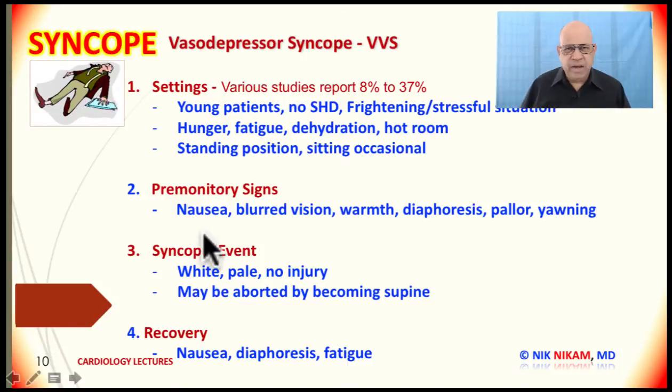And when they actually faint, they appear pale and their pulses may be feeble or absent. Some of these episodes may be aborted or minimized by putting the patient in a supine position and elevating the legs all the way up. When they recover, they continue to have some degree of nausea and diaphoresis, and they feel extremely fatigued. They can't figure out what happened to them.